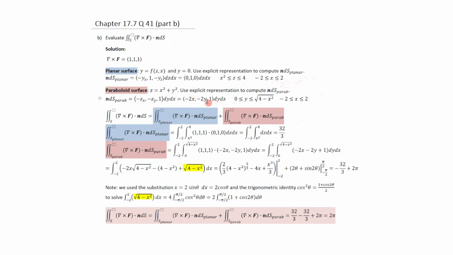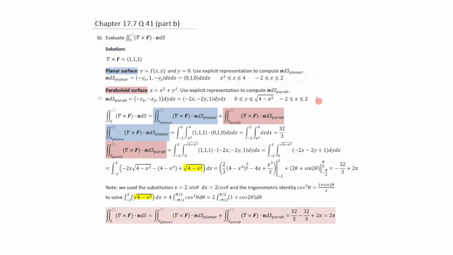What are the bounds going to be? The bounds are going to be y equals 0, and y is the square root of 4 minus x squared. And the limits are between -2 and +2. So this basically describes the outer parabolic surface.